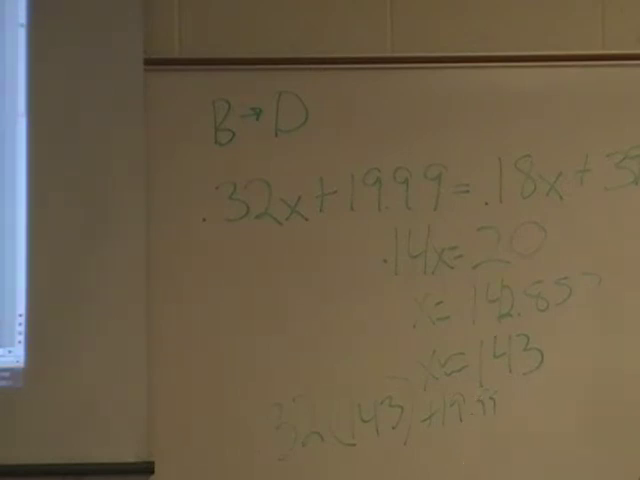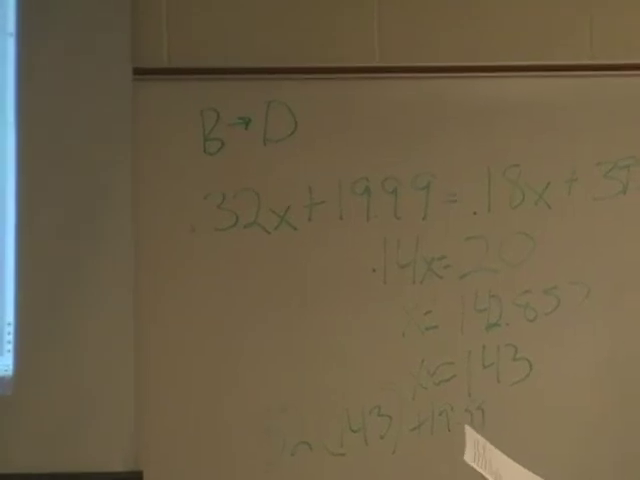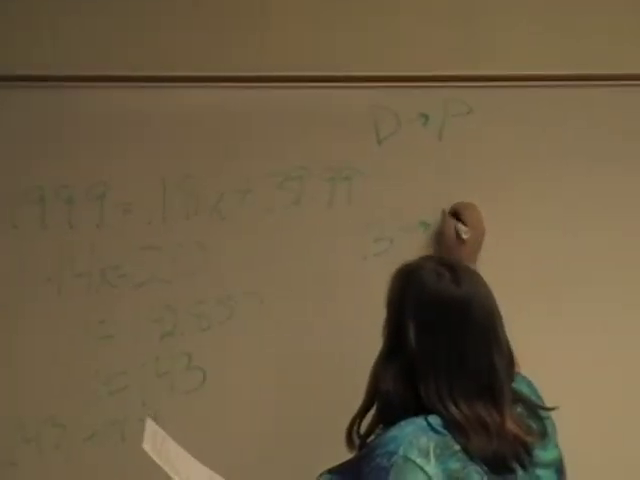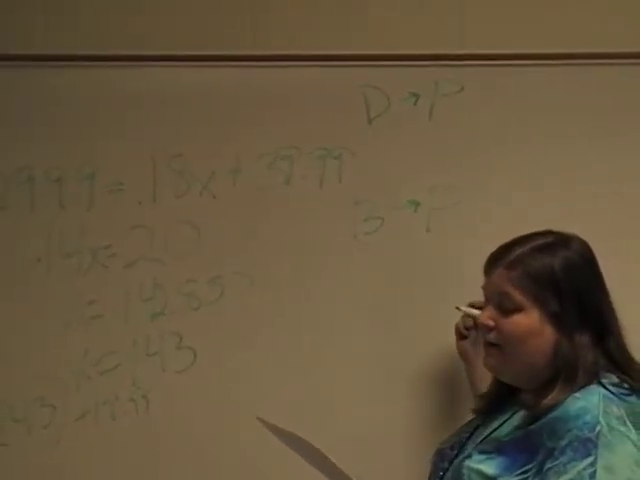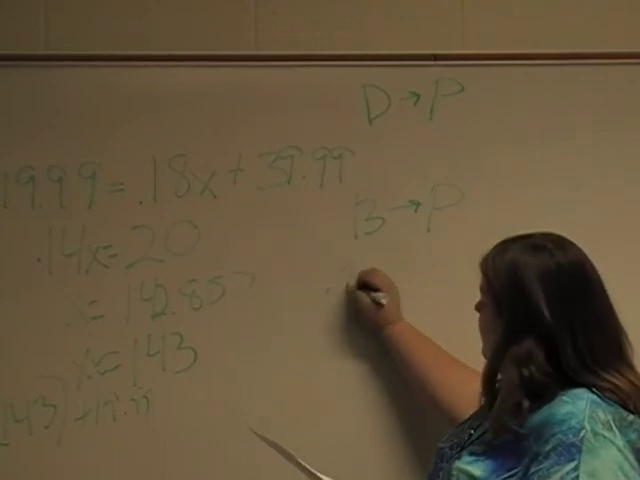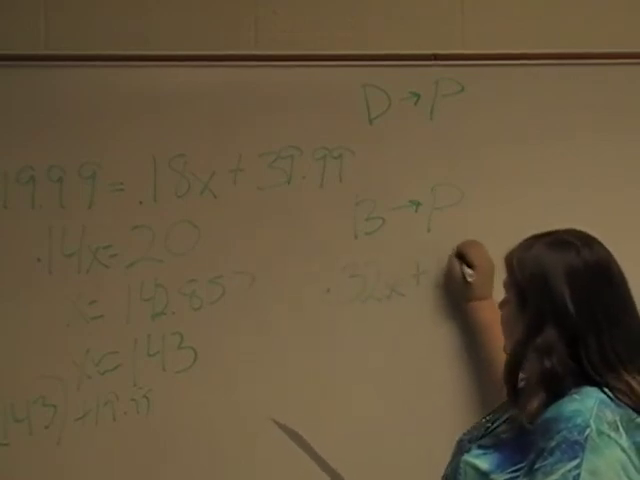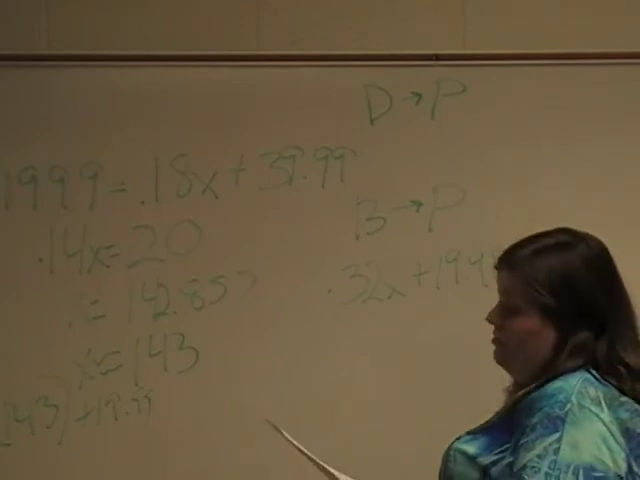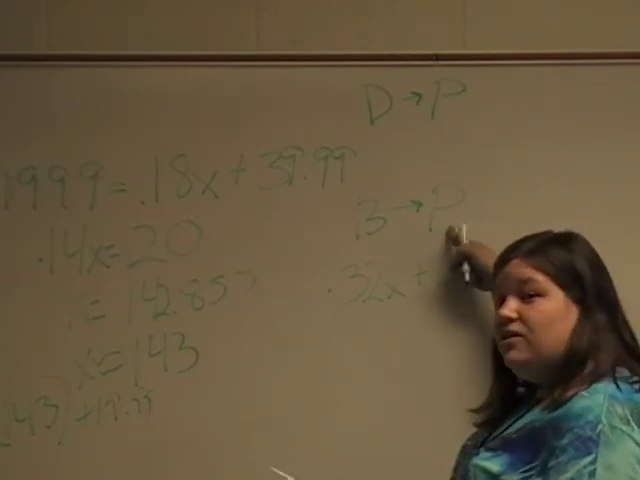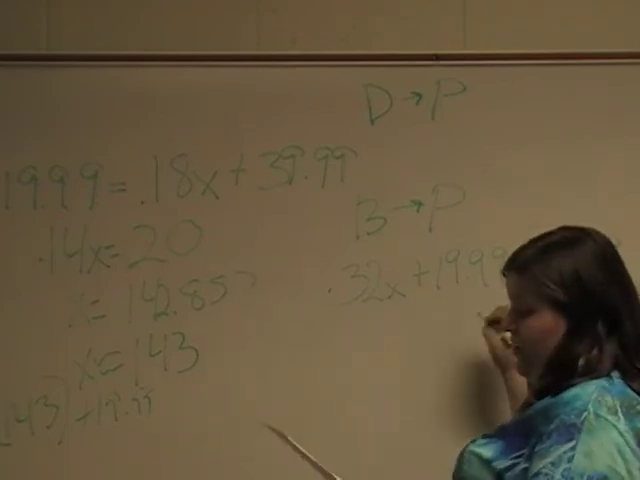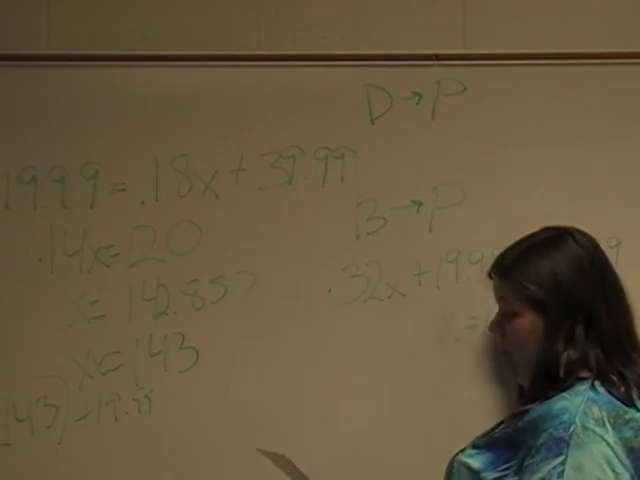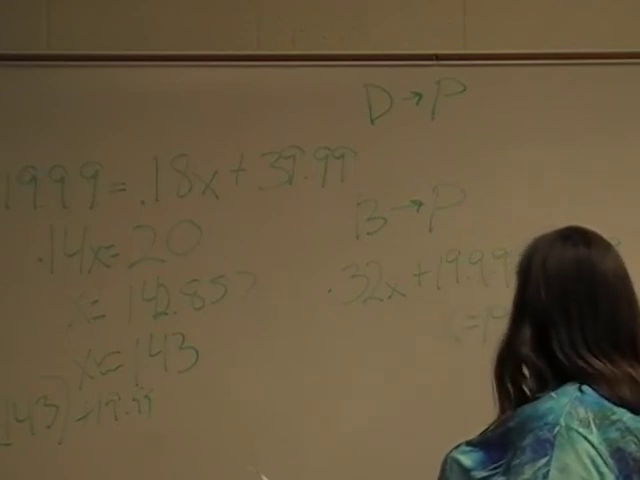And we do that for the other 3. We would do diamond to platinum, which we would set the equations equal to each other, and we would do bronze to platinum. For example, the bronze to platinum one is a little bit simpler to work because it's 0.32x plus 19.99, and it equals a number, because the platinum equation is just a number, 82.99. Then I solve for x, and I get a decimal, 196.875.